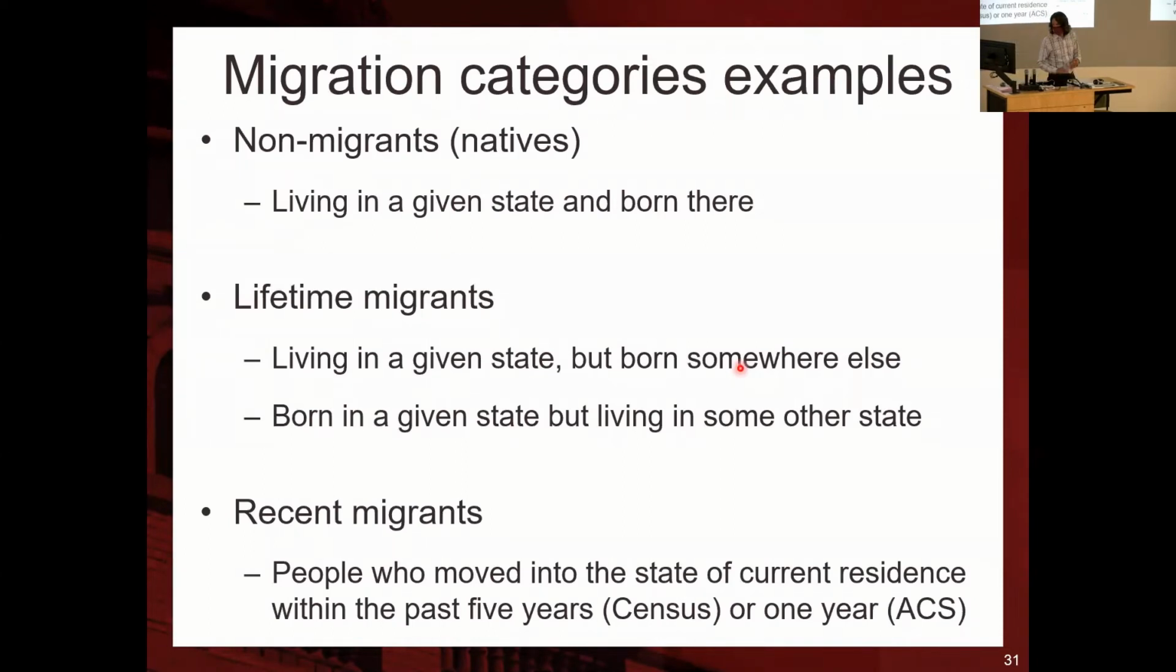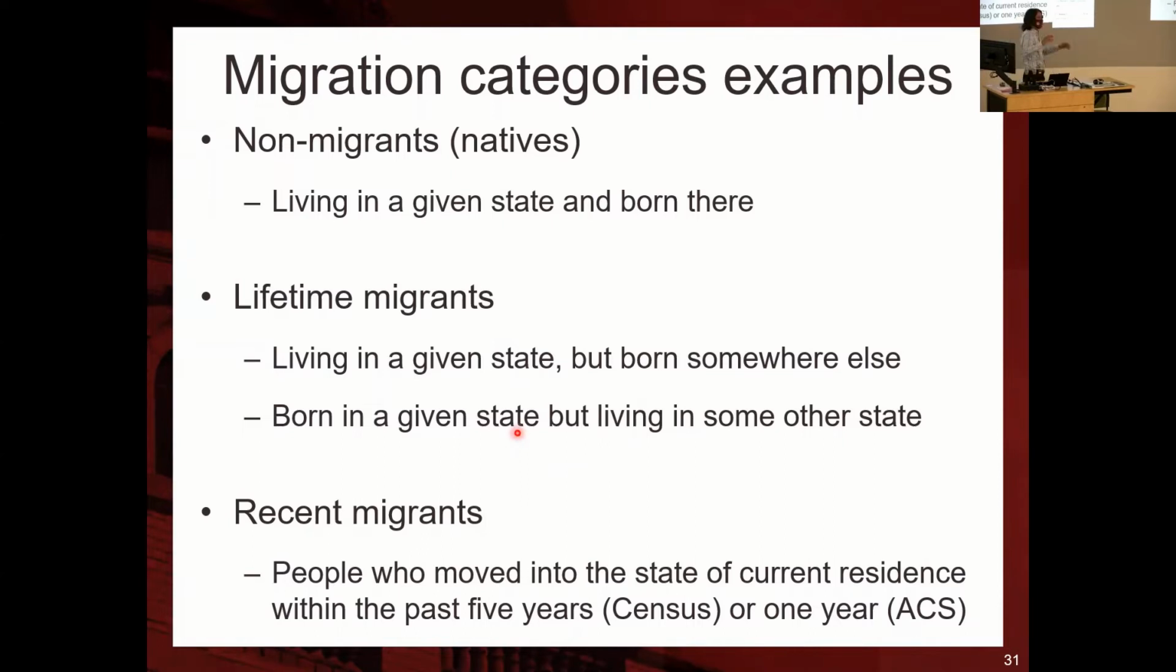For example, these are some examples here. I can say that someone that lives in a specific state and was born in that state is considered a non-migrant or a native. And someone who is living in a given state, but was born somewhere else, maybe that person I can classify as being a lifetime migrant. Or born in a given state, but living in some other state, the same thing. So we're crossing state lines.